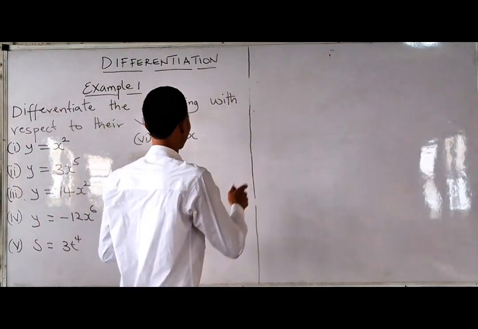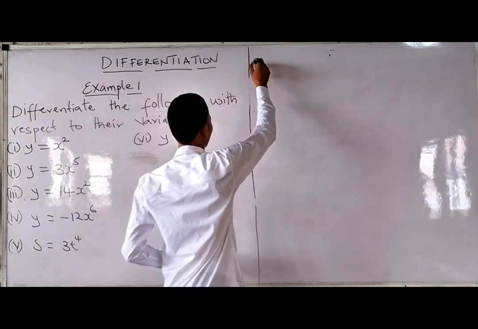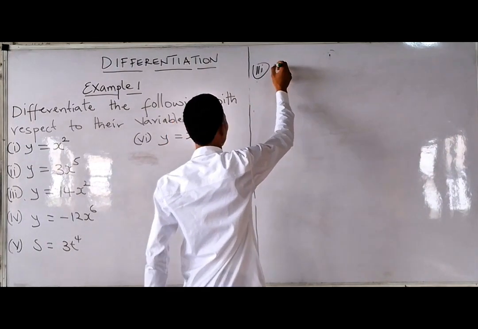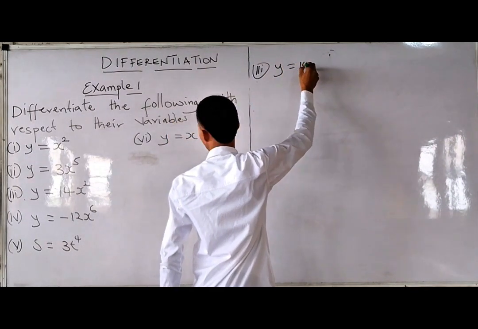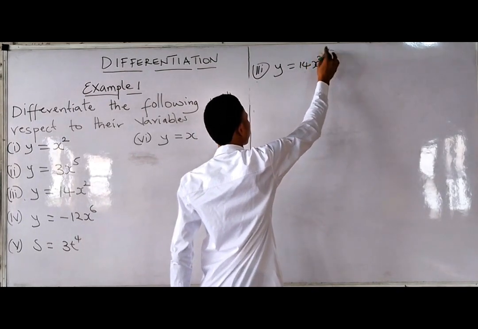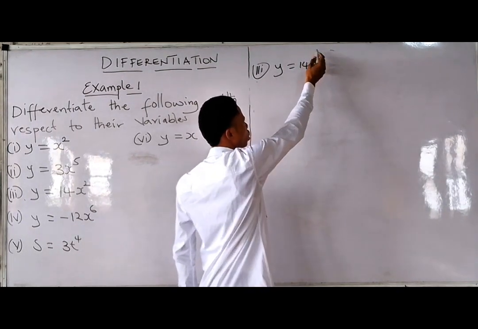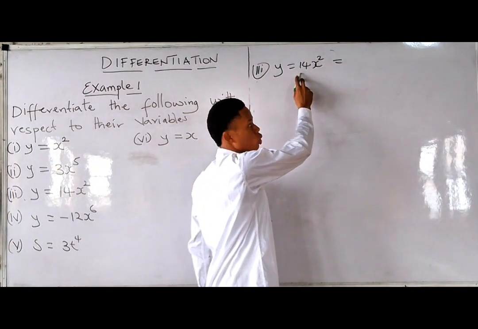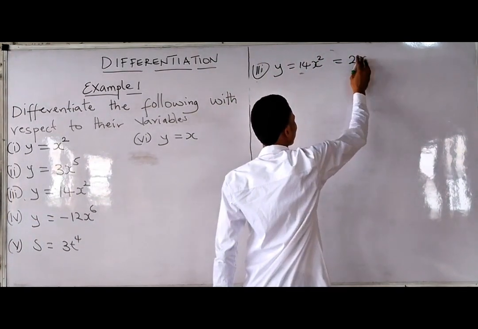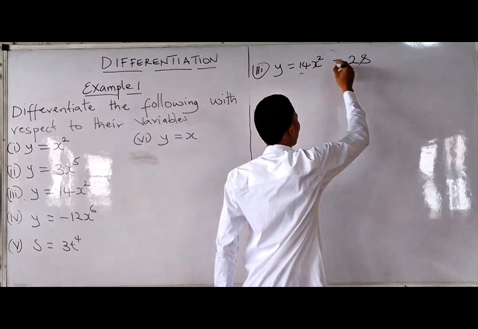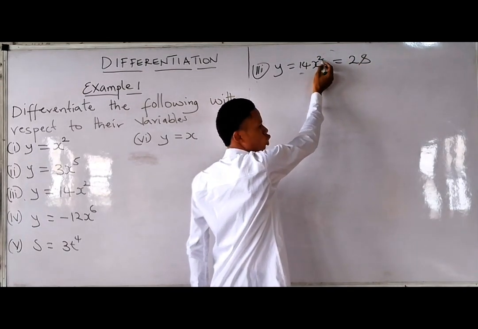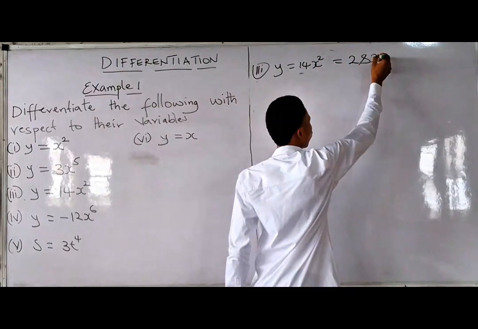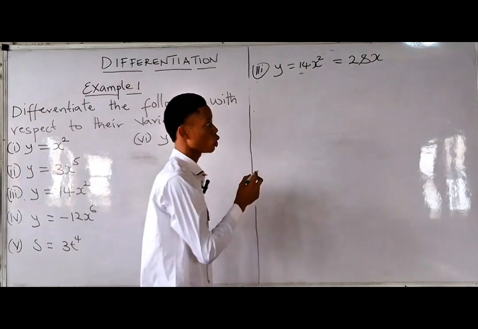That's number 3. Let's solve it together. We have to differentiate y equal to 14x squared. Now the dy/dx will give us what? Let's just jump to the principles now. 2 times 14 will give us what? 28, right? x raised to power 2 minus 1 will give us what? 1, right? Which is 28x, is it not?